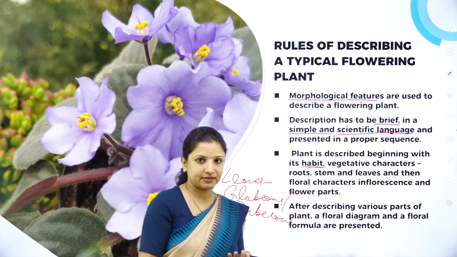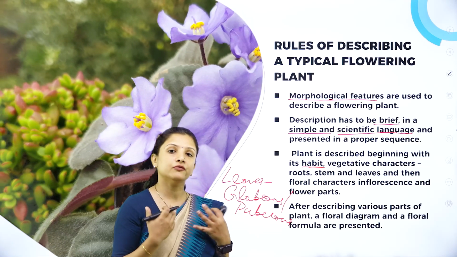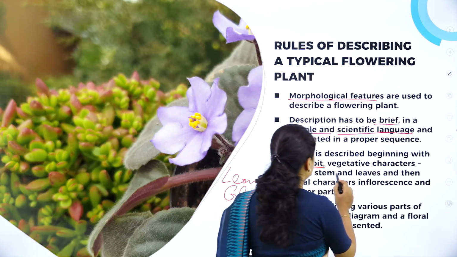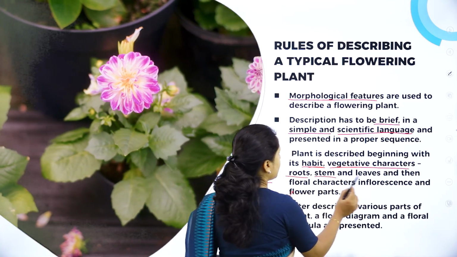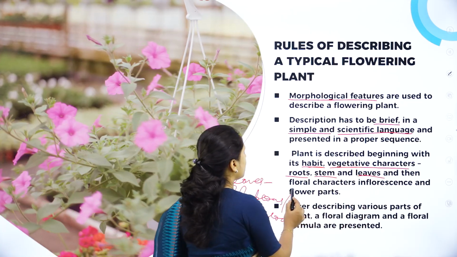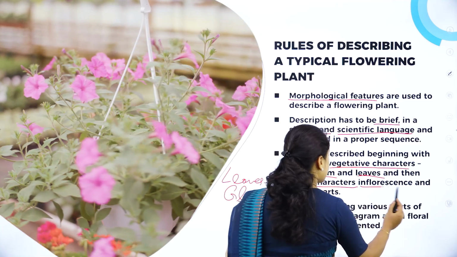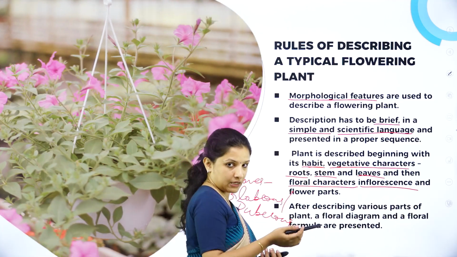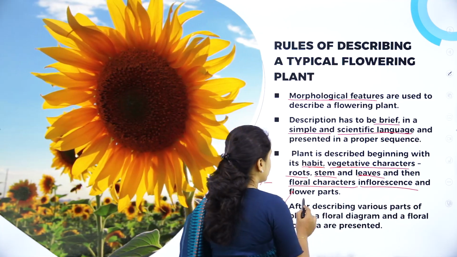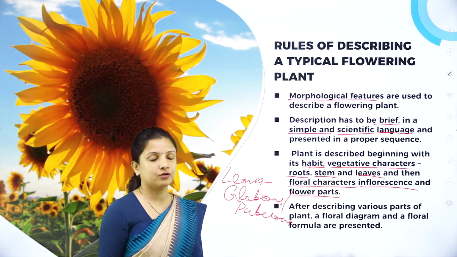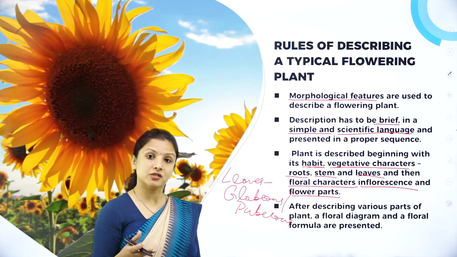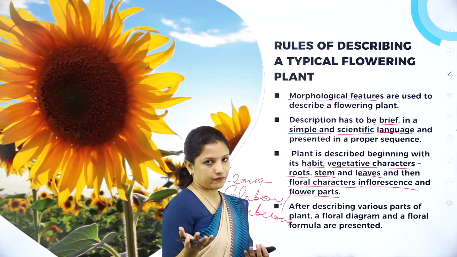Habitat, where it is present, which areas it grows in. So we have to start with the habitat or the habit. Then we need to go in for the vegetative characters, that is the root, stem and the leaves. And then we have to go in for the floral characters, wherein we have to write about the arrangement of the flowers on the floral axis, that is the inflorescence, and we have to describe the flower parts as I told you, the calyx, corolla, and then the androecium and the gynoecium. So that is how we have to describe.